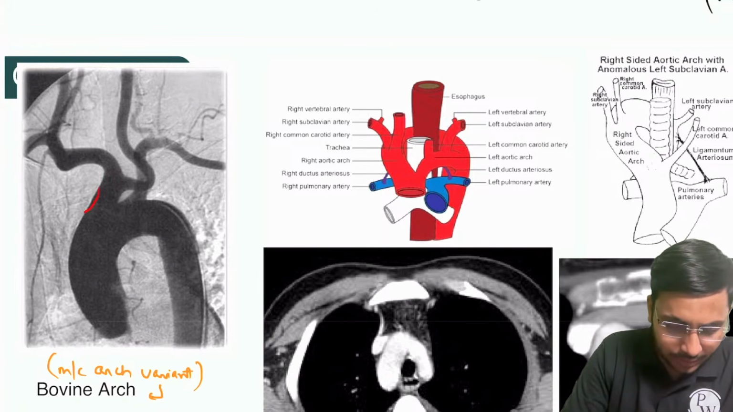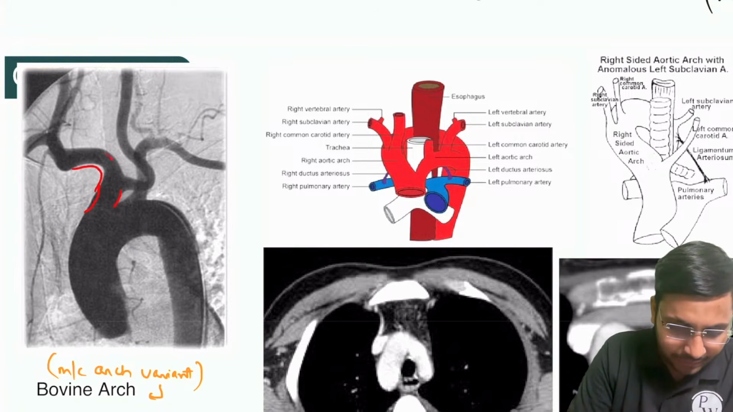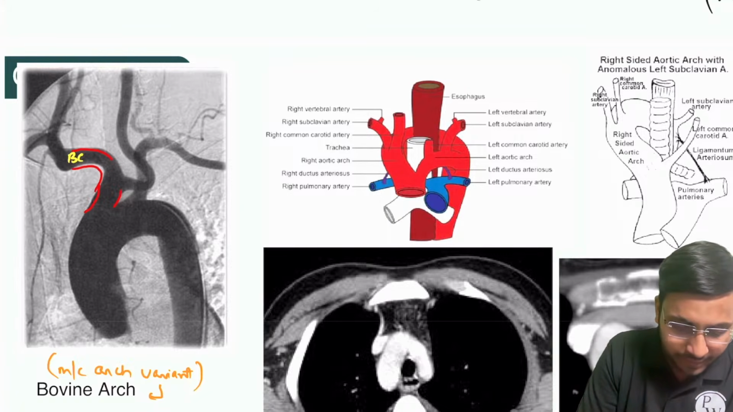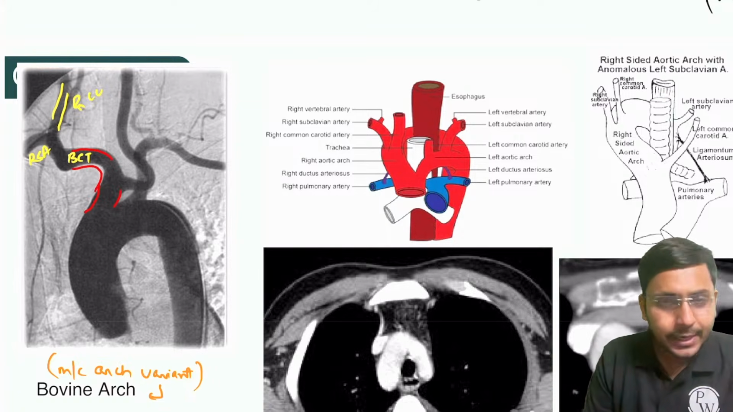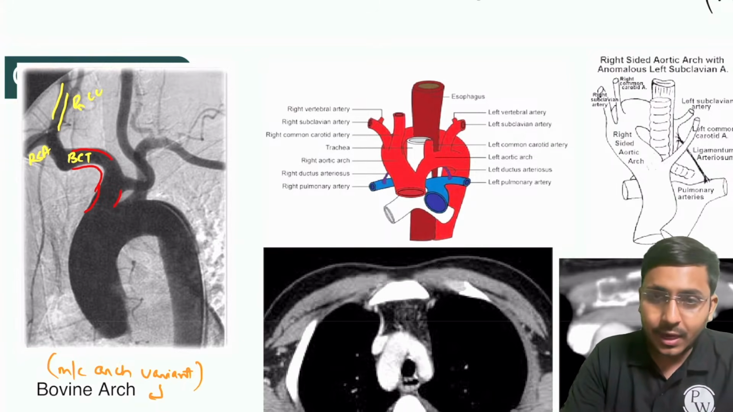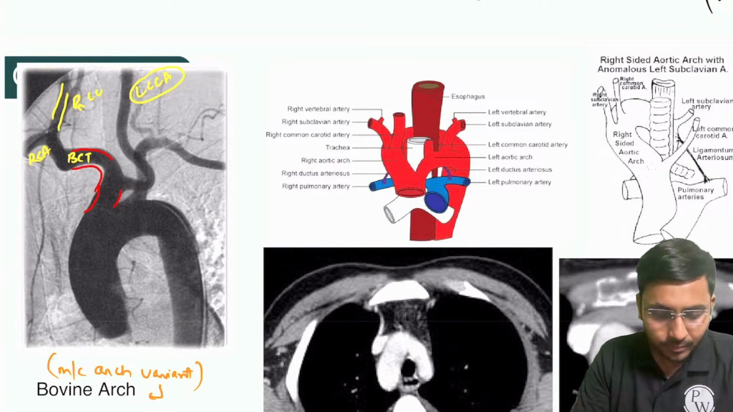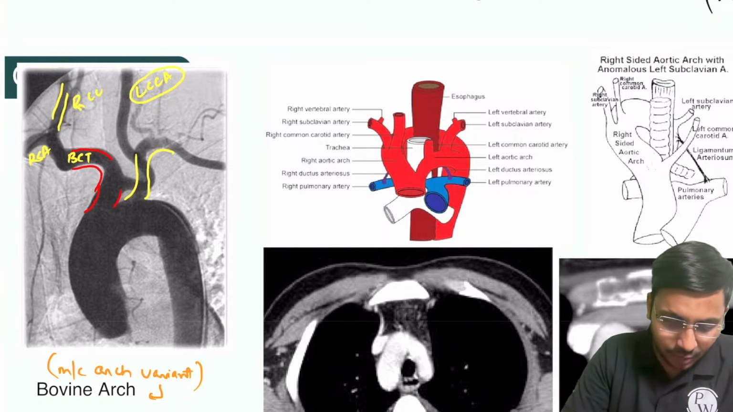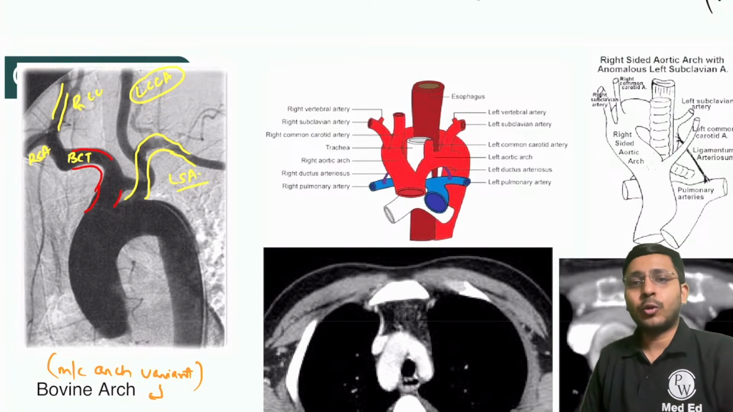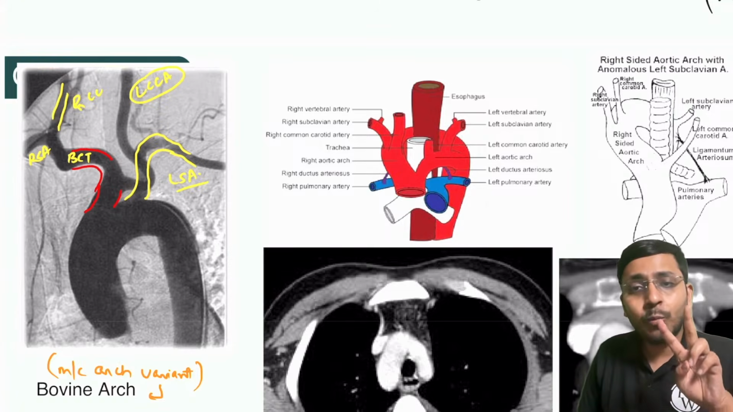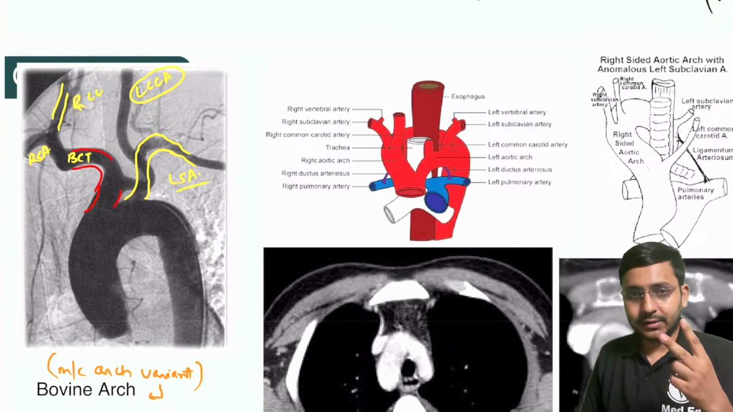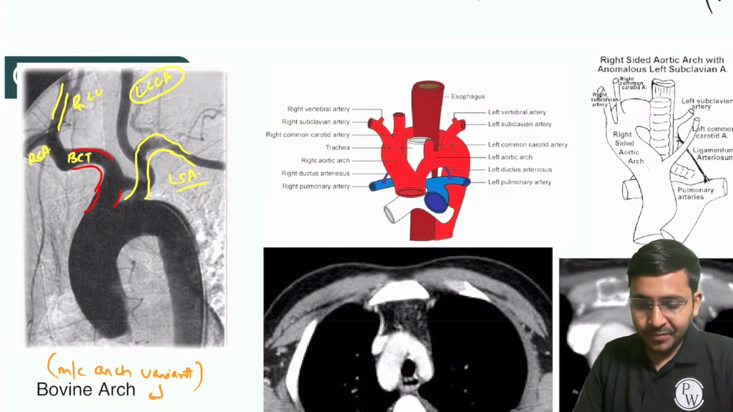This is a common trunk which gives rise to this brachiocephalic trunk. So this is the brachiocephalic trunk which divides into right common carotid and right subclavian artery. And from this common trunk, you have the left common carotid artery also. And then there is a separate origin of the left subclavian. So this type of origin is known as a bovine arch, wherein they have only two branches from the aortic arch, two great vessels, right? This is the bovine arch, most common variant.